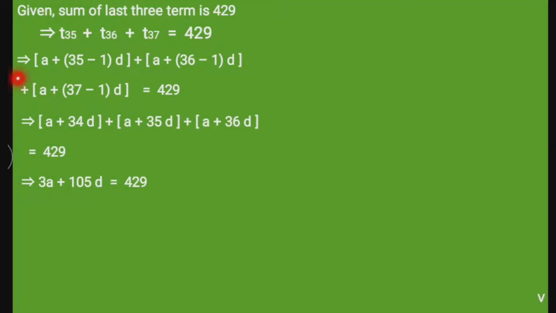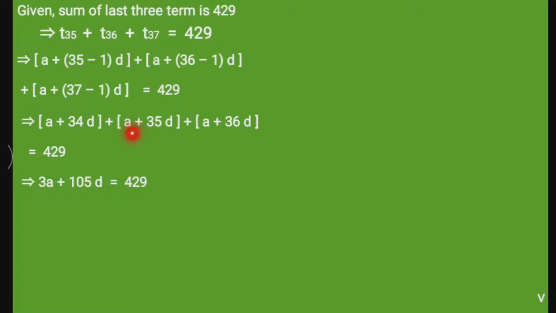So again we subtract 1 from 35. So 35 minus 1 we get 34. So 34 into D, we write here A plus 34D. In the second bracket 36 minus 1 we get 35. So 35 into D, and this A as it is.